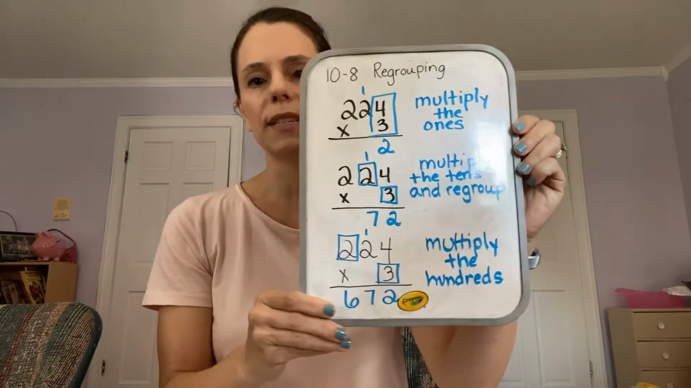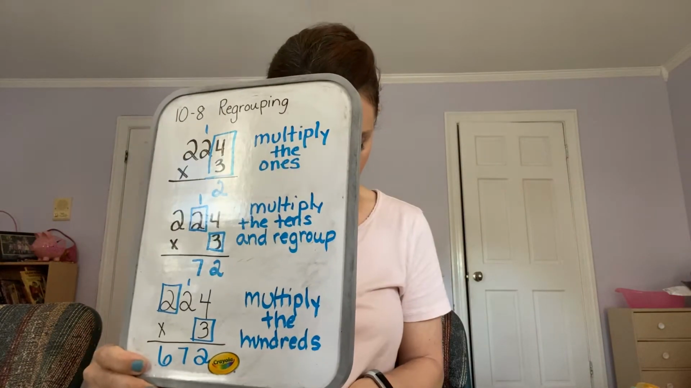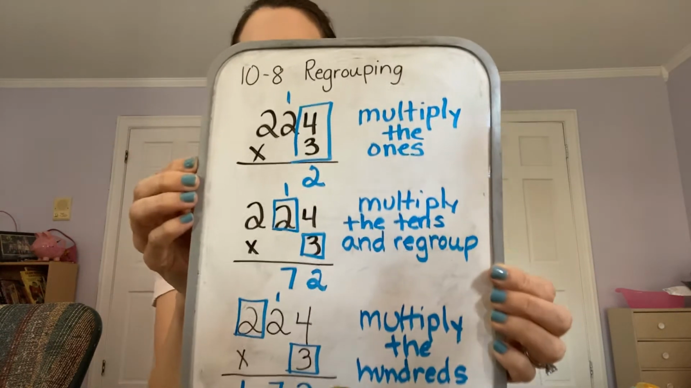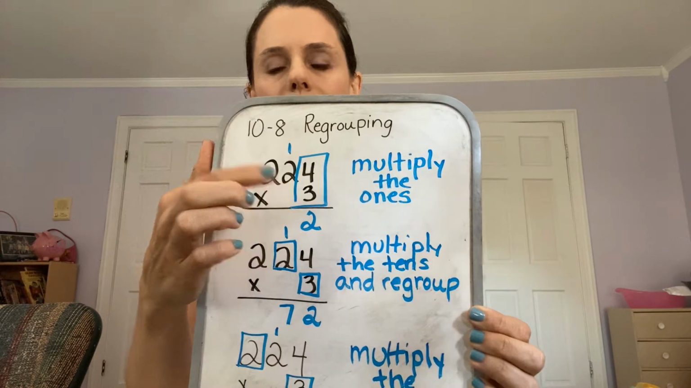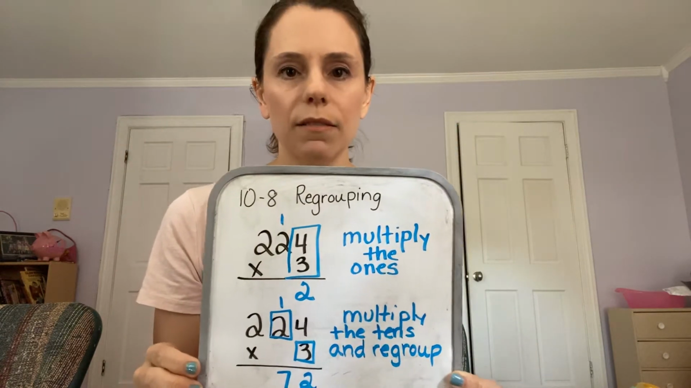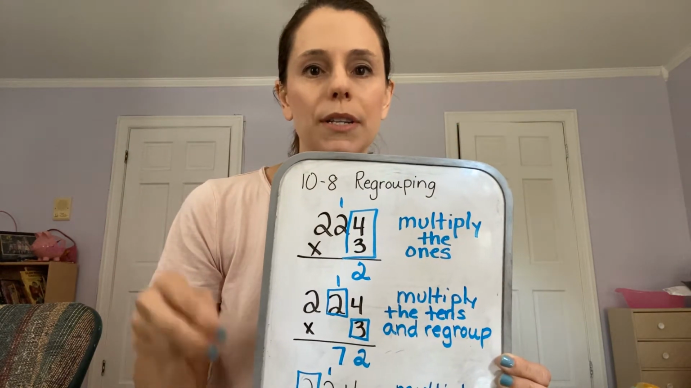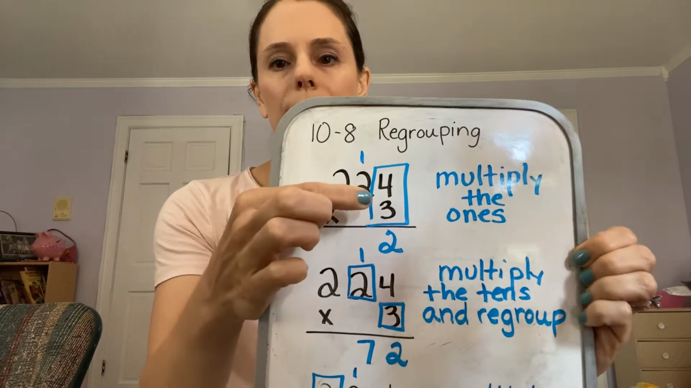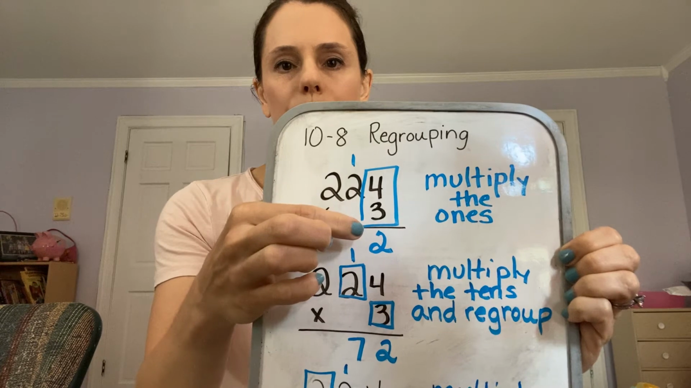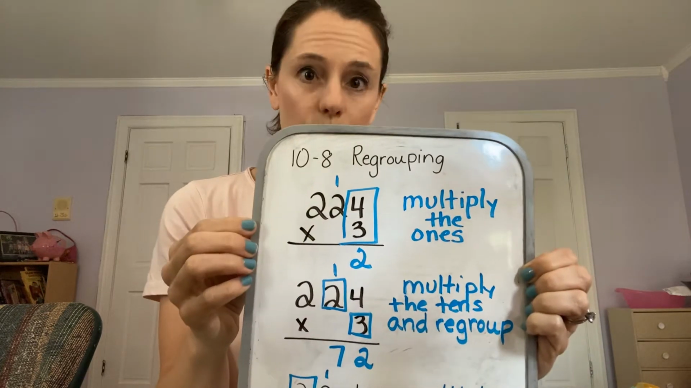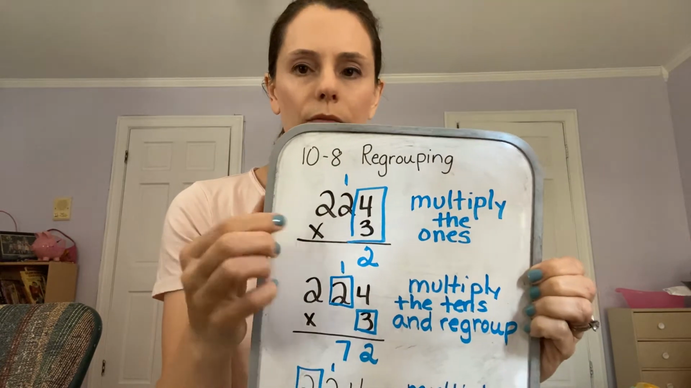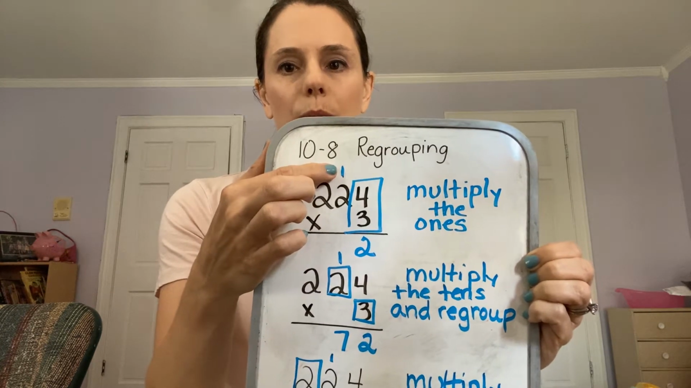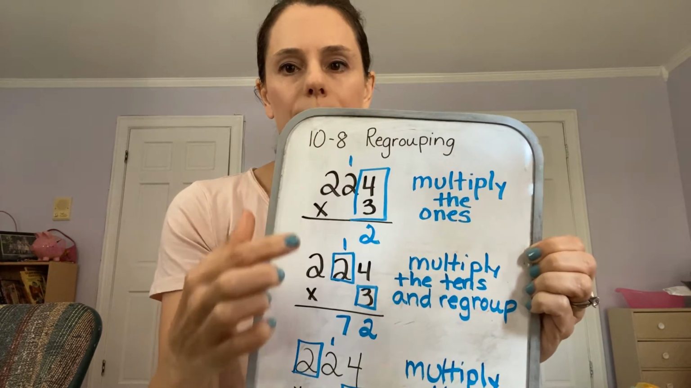So I kind of broke it down. If you look in the book and you follow along, this is kind of what I did. So always start in the ones place, like we did right here. The same thing we did yesterday, but the answer is going to be 2 digits, so we have to regroup. So multiply the ones. 4 times 3. Everybody knows what 4 times 3 is? It's 12.